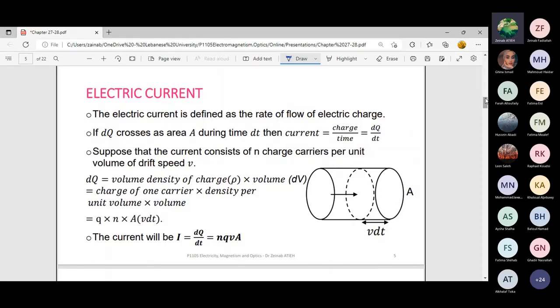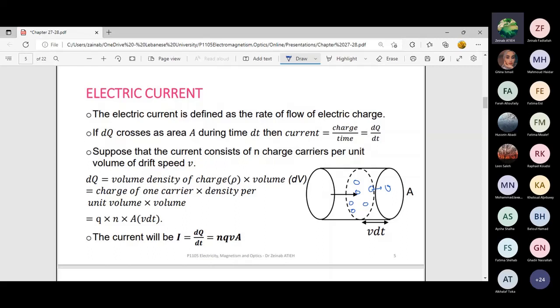So if I want to define current in a different way, let's suppose that the current consists of n charge carriers per unit volume with drift speed V. So assume we have here electrons or carriers of charge, anything that's carrying my charge. And each of these carriers of charge has a speed V.